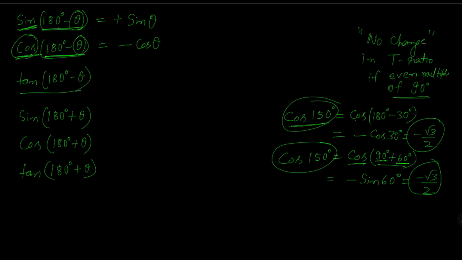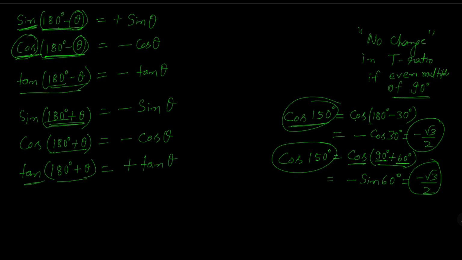Coming back to this, tan 180 degree minus theta, how much is it? 180 minus theta is second quadrant, so negative. No change because of even multiple of 90, so minus tan theta. Sine 180 degree plus theta: it represents the third quadrant, sine negative. No change, so sine itself with the given angle. Cos 180 plus theta, third quadrant, so cos negative and cos theta. Tan 180 plus theta is positive because in the third quadrant tan is positive, and no change, so as it is tan theta. Right, so I think this makes proper sense.